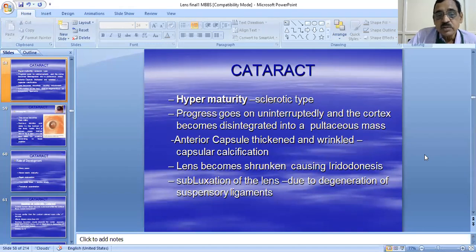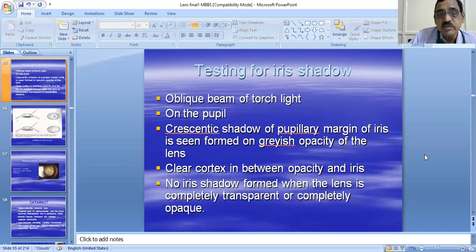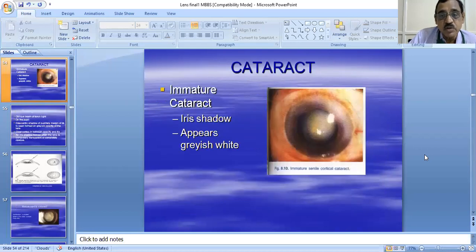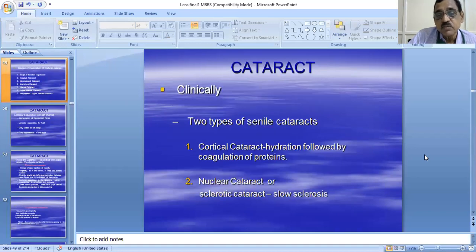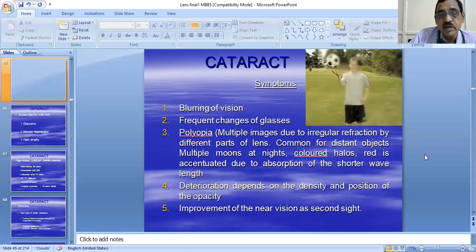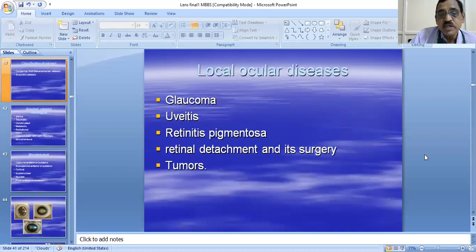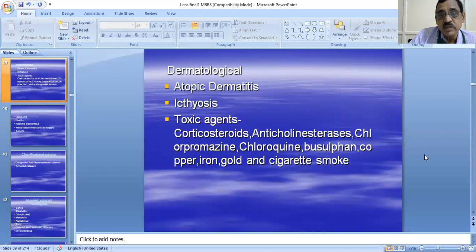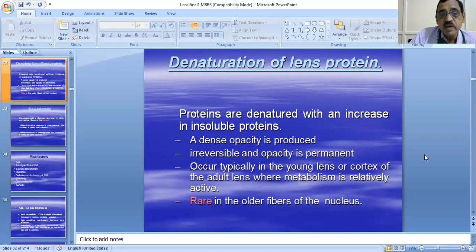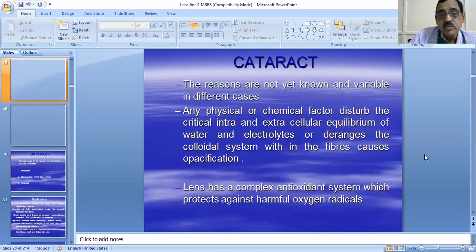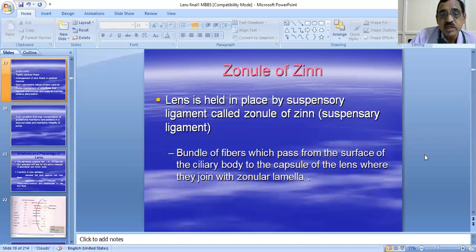Okay. So this we have already seen, and how to test for an iris shadow I have already told you, and we have shown you pictures of various types of cataracts and various symptoms of the cataracts, and classification of the cataract also we have seen, and the differential diagnosis we have already mentioned, risk factors, biochemistry of the cataract formation, cataractogenesis, and all these things we have seen.